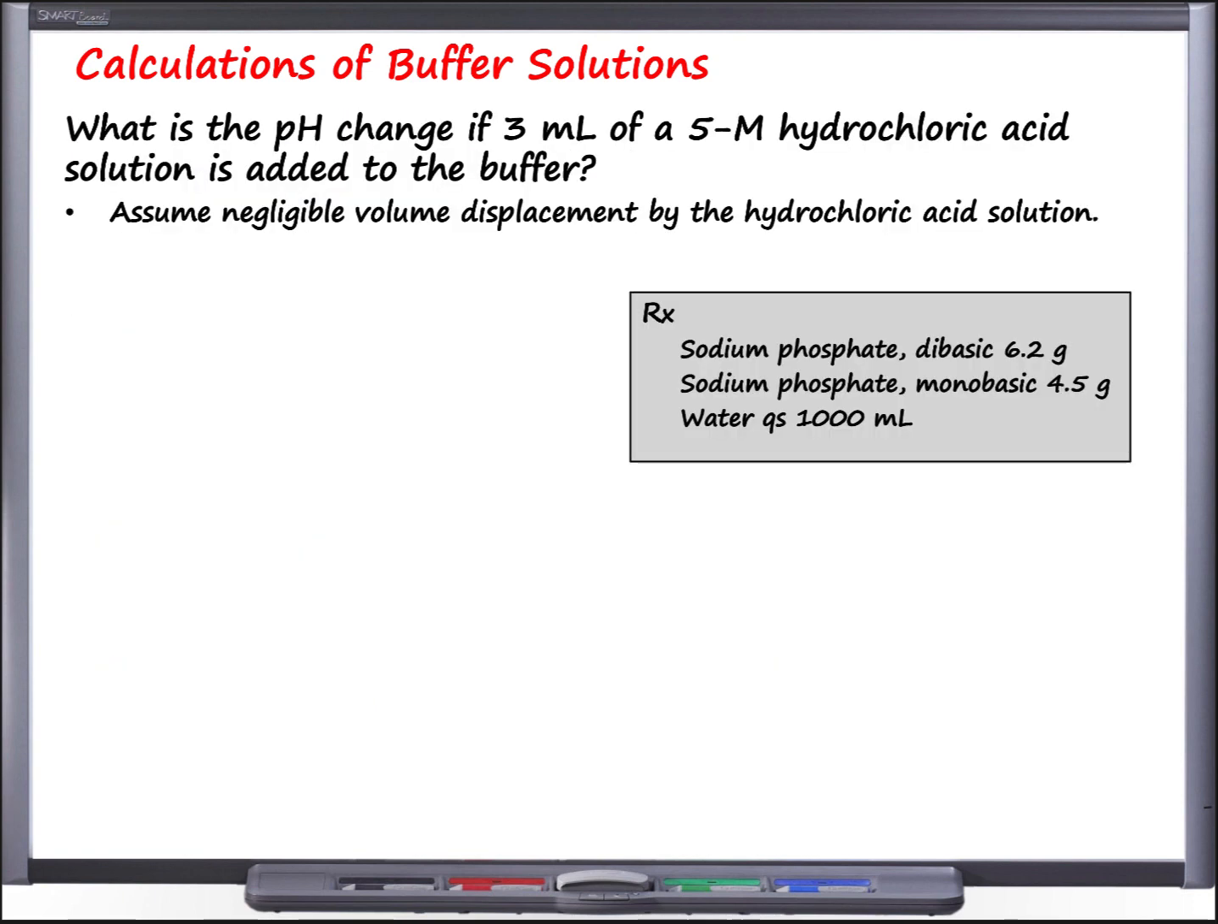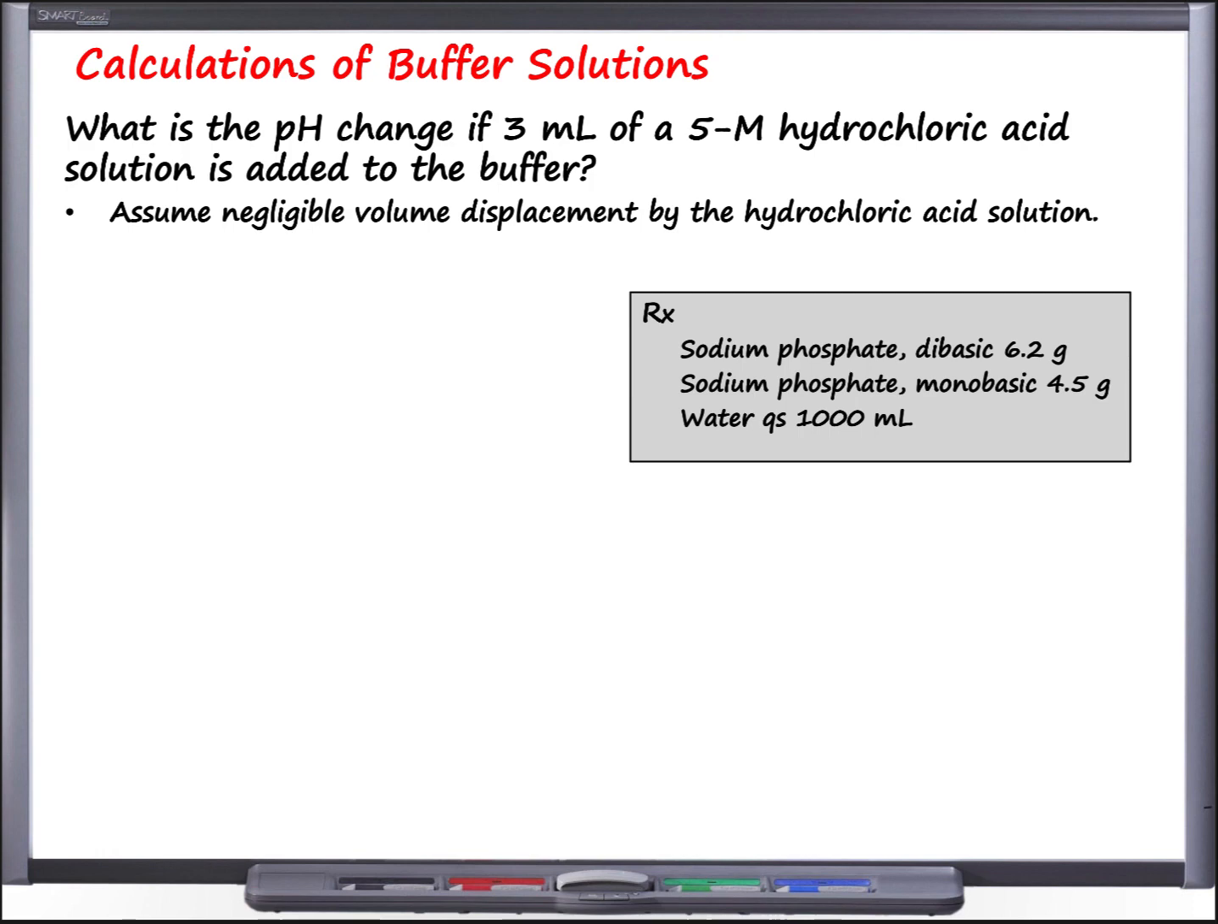Now, the whole point of creating a buffer solution is to be able to buffer an acid or a base. So for the last question, we'll take the solution we've just done those calculations for and ask: what would the pH change be if we were to add 3 milliliters of a 5 molar concentration of hydrochloric acid? So if we add 3 mils of 5 molar hydrochloric acid to the buffer solution we just calculated for, what would the change in pH be?